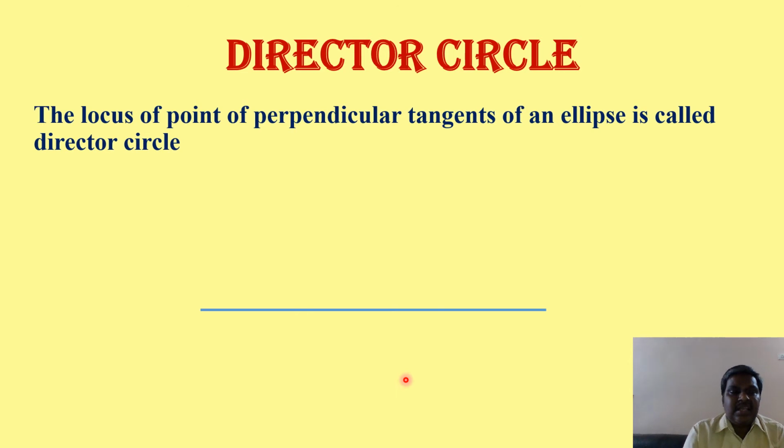Director circle. The locus of the point of intersection of perpendicular tangents of an ellipse is called the director circle. This is another concept related to the properties of tangents. You take a pair of perpendicular tangents, they intersect at some point. You collect all such points, you get some circle. That circle is the director circle.